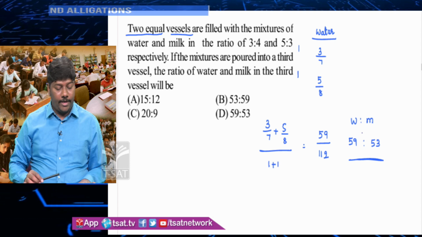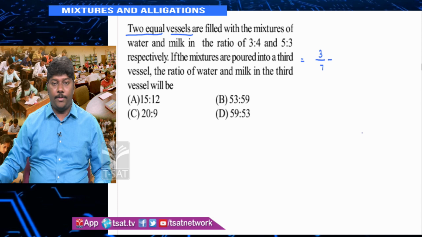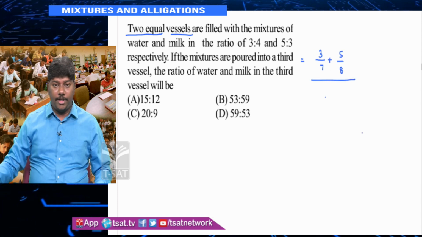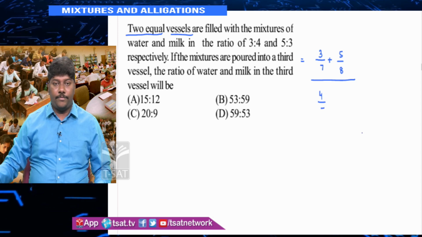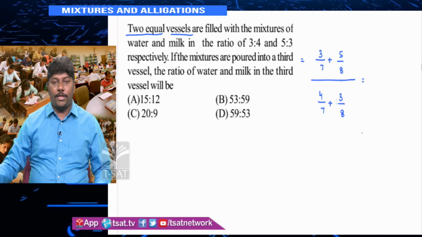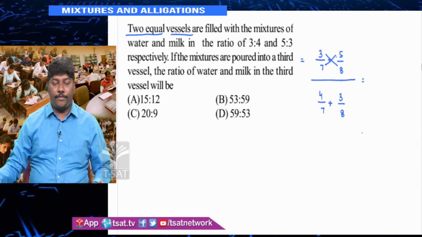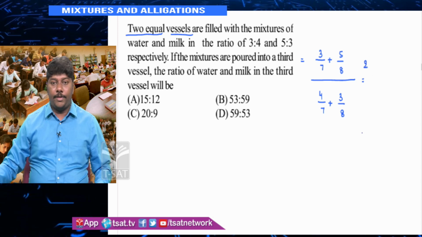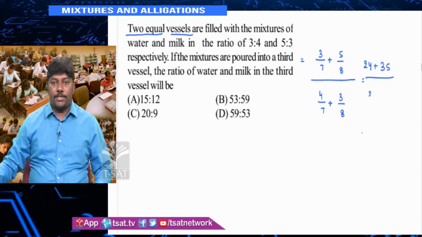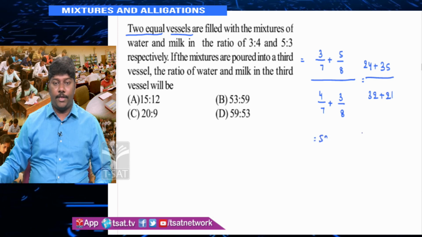If you wish to do it completely in terms of fractions, the water in the first one is 3 out of 7. What is the water in the second one? 5 out of 8. I am taking water in the numerator. Now in the denominator of this fraction, you take milk. 4 out of 7 plus 3 out of 8. The LCM in numerator and denominator, both, is 56. So I am going to cancel 56. So directly you can cross multiply like this, 3 into 8, 5 into 7. So it is 24 plus 35. 56 anyway gets cancelled. This is 32 plus 21. So water and milk ratio is 59 is to 53.